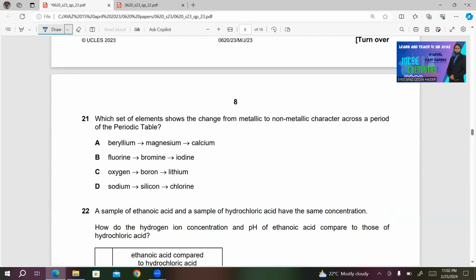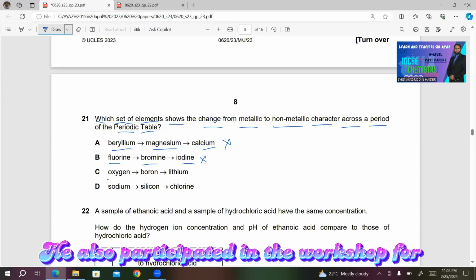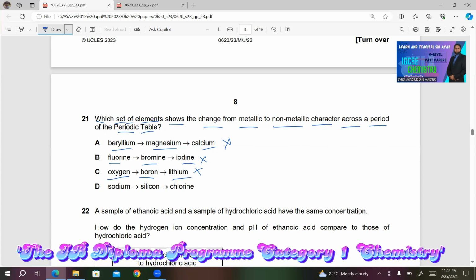Next question, 21. Which set of elements shows the change from metallic to non-metallic character across a period of the periodic table? A, beryllium, magnesium, calcium. This is wrong because all these three are metals. We don't see any non-metals in this. B, fluorine, bromine, iodine. This is also wrong. All of these are non-metals. C, oxygen, boron, lithium. This is also incorrect. Oxygen is a non-metal. Lithium is a metal. So we can't see metallic to non-metallic character.